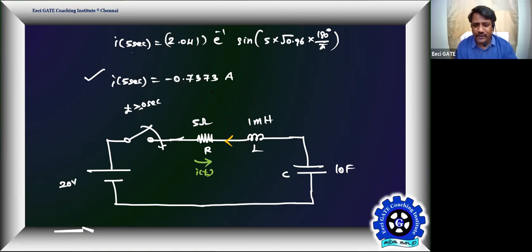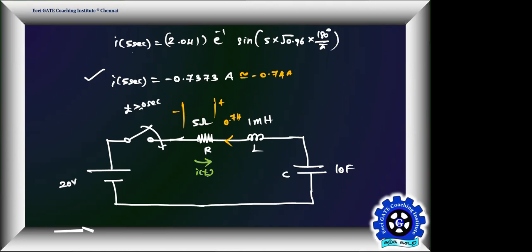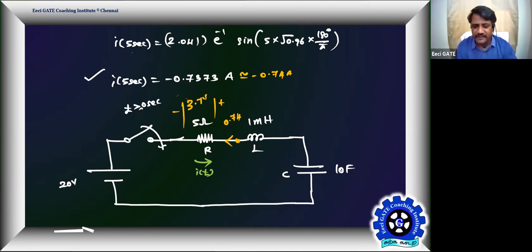What is that current magnitude? It is 0.73 or approximately 0.74. Let us play with 0.74. It's minus 0.74 amps. Now tell me what's the voltage across your resistor. The current is negative so the voltage is negative, but I'm going for the actual voltage. What is this voltage? 0.74 into 5 approximately, 3.7 volts.